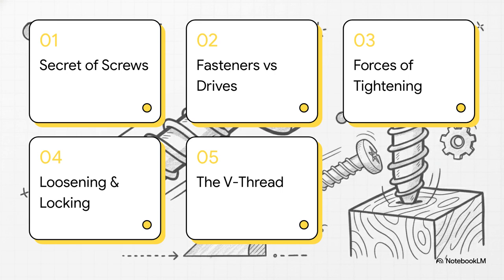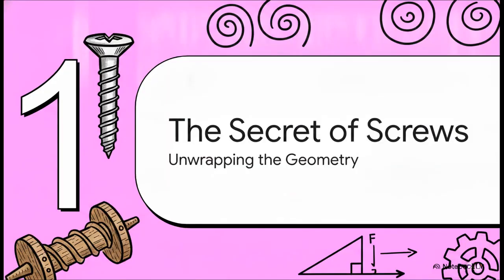Here's our roadmap for today. First, the secret of screws, then fasteners versus drives. After that, the forces of tightening, followed by loosening and self-locking, and finally, the V-thread variation. All right, kicking things off with section 1, the secret of screws: unwrapping the geometry.